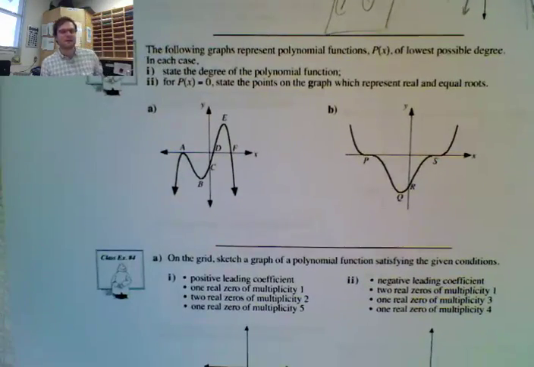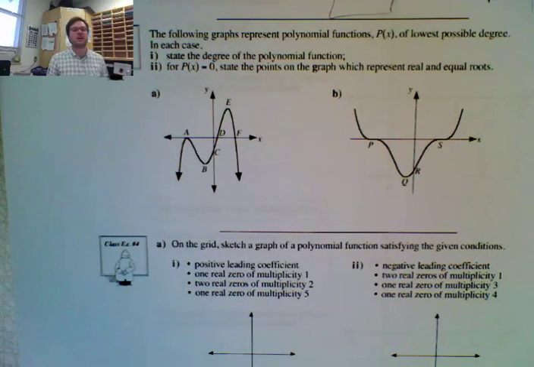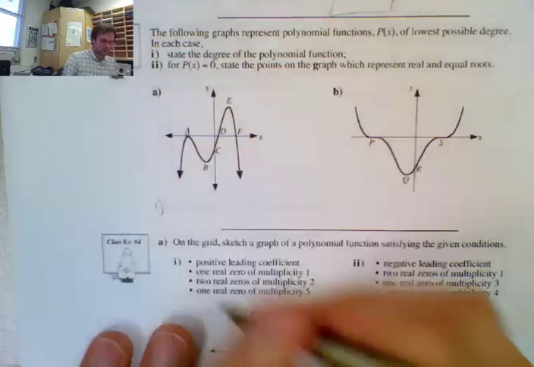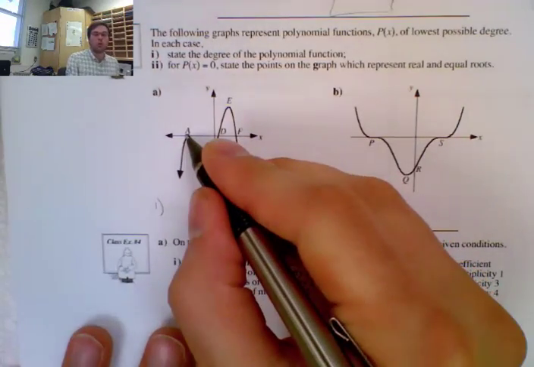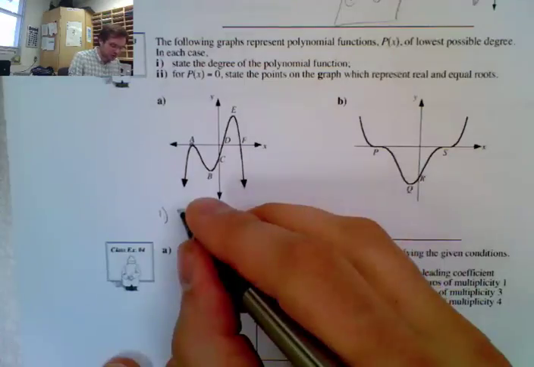Okay, now let's look at this next question, example number 3. The following graphs represent the polynomial function of the lowest possible degree in each case. So we're going to assume lowest possible degree, and that's normally what we do. So state the degree of each polynomial function. So let's first state the degree. We look at point A here. This is the lowest this could be since it's a toucher or tangent. Point of tangency is 2.